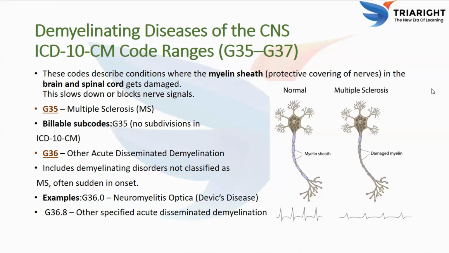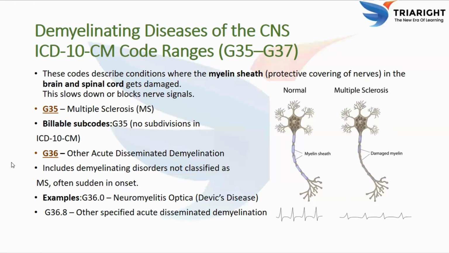So here you can see the picture of multiple sclerosis. This is a normal nerve, and this is a nerve affected by multiple sclerosis. Here you can see a smooth, intact myelin. So it's a normal myelin sheath, right? So signals move faster. Coming to the multiple sclerosis myelin, here you can see the damaged myelin. In this case, when the myelin is damaged, the signals slow down and the nerve signals get blocked. So this is about the G35 code description.